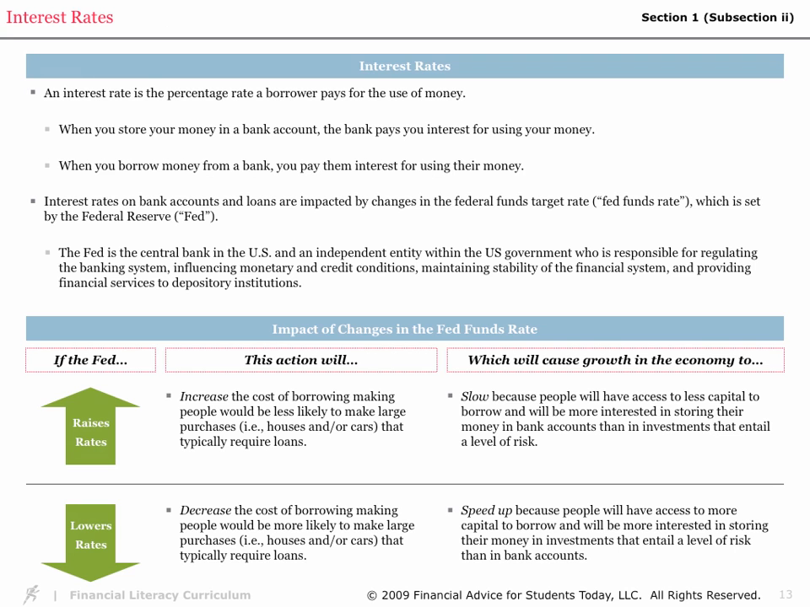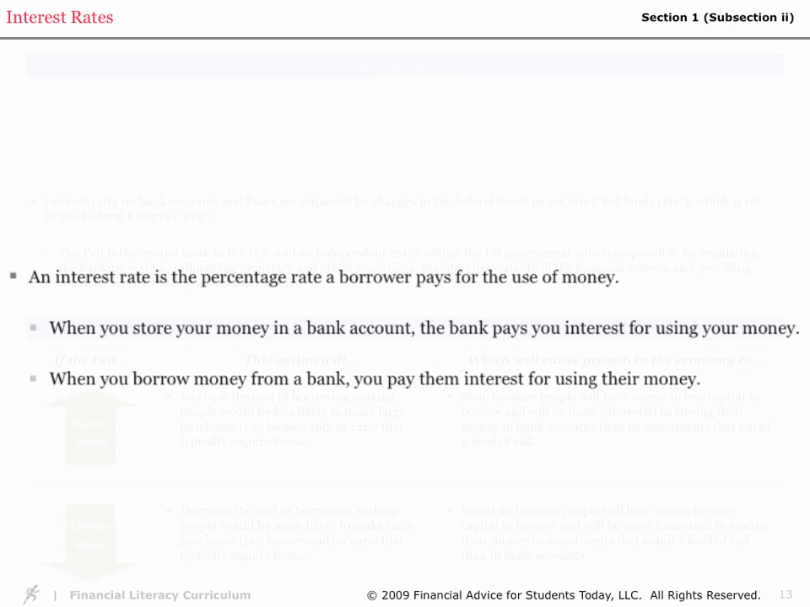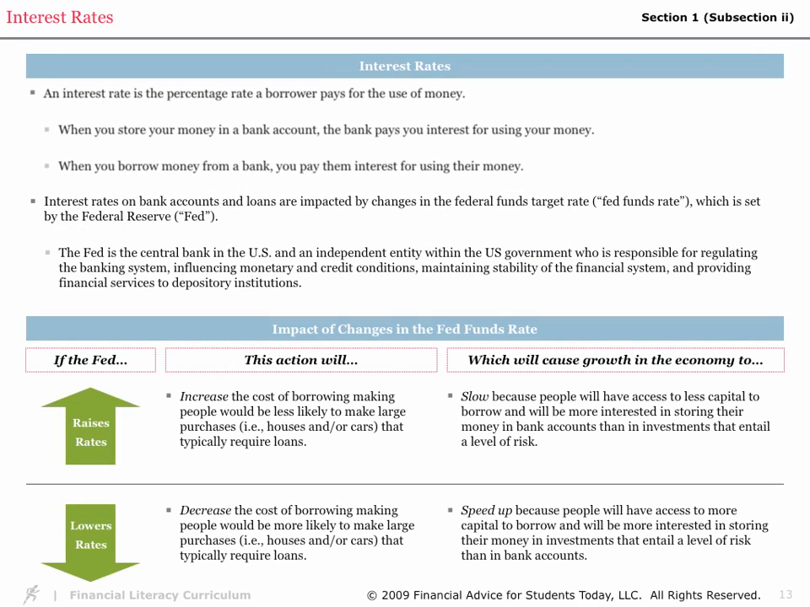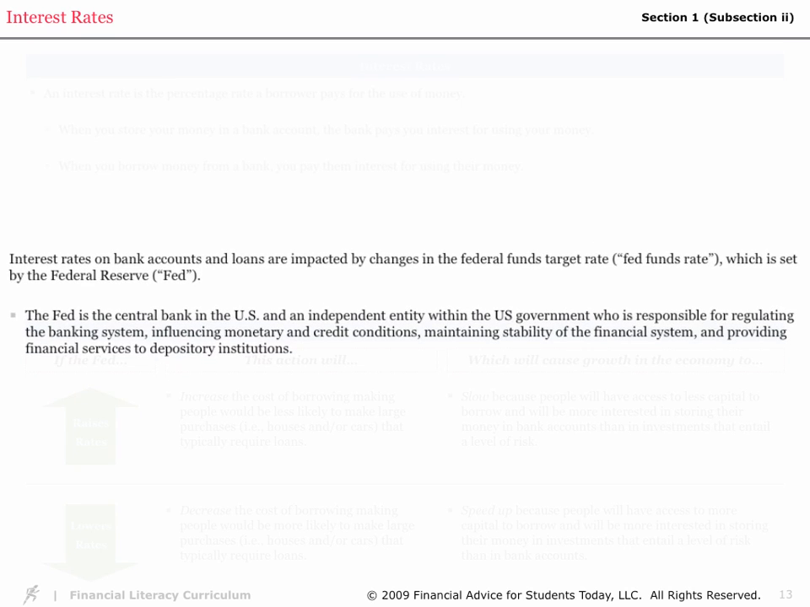Slide 13 explains that interest is the cost that is paid for borrowing someone else's money. When a person deposits money with a bank, the bank pays them interest for using their money. Similarly, when a person takes out a loan from a bank, they pay the bank interest. The rate at which a borrower pays a lender for money is impacted by the Fed funds rate, which is set by the Federal Reserve.